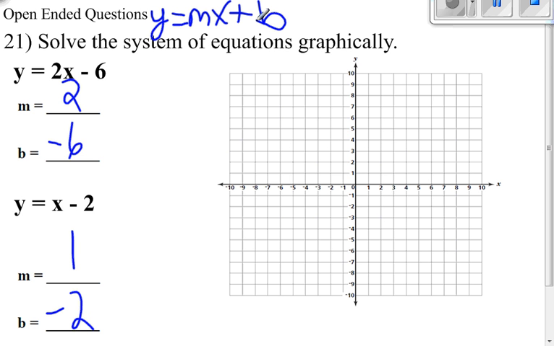So the first line, you start at -6. I'm going to call this the blue line. -6, and the slope is 2. Remember that slope is rise over run. So it's 2 over 1. So up 2 over 1, up 2 over 1, all the way to the end. Go the other direction. Down 2 over 1. And then with a ruler, I'm not going to use one now, but with a ruler, connect them.